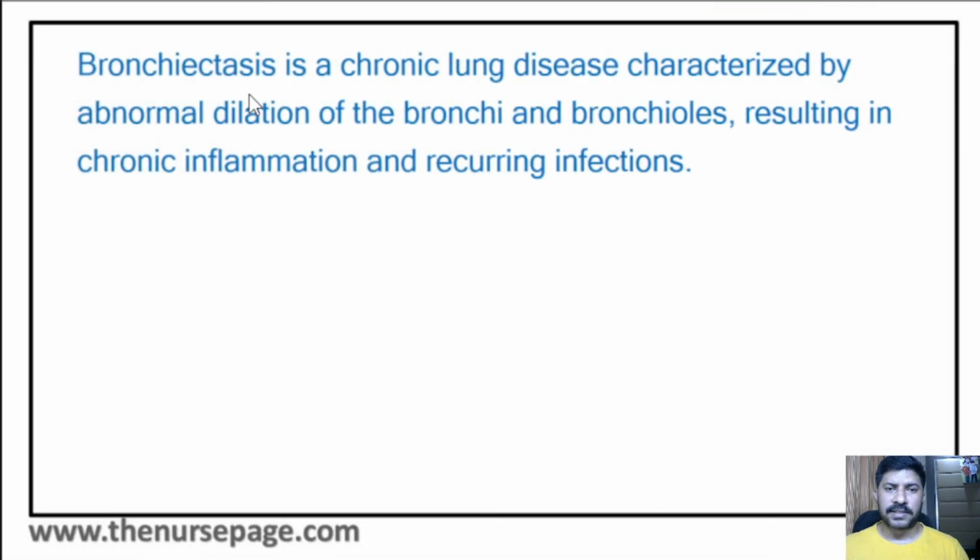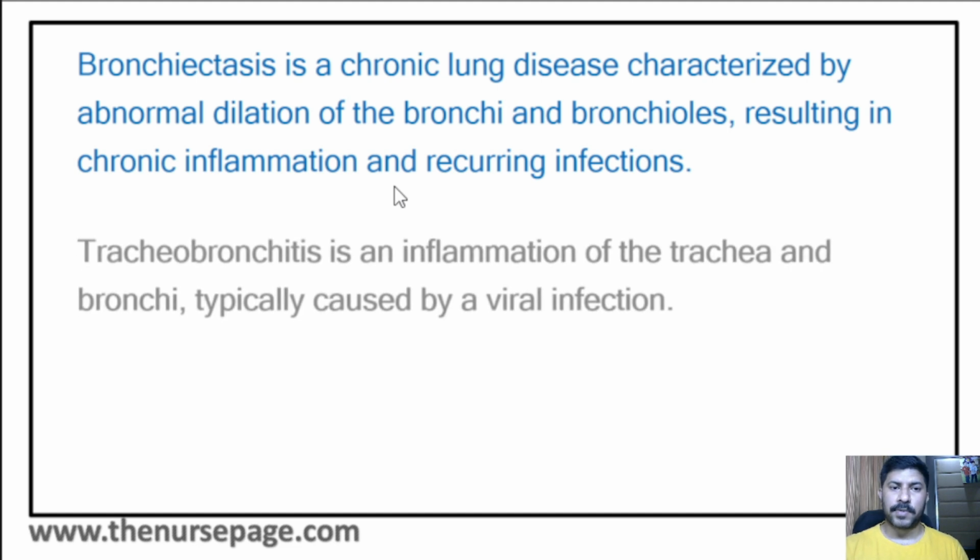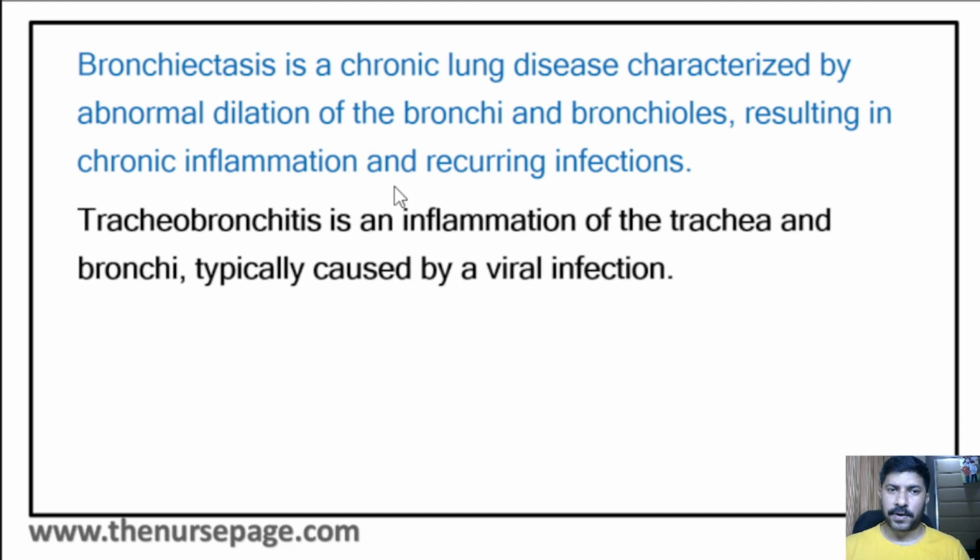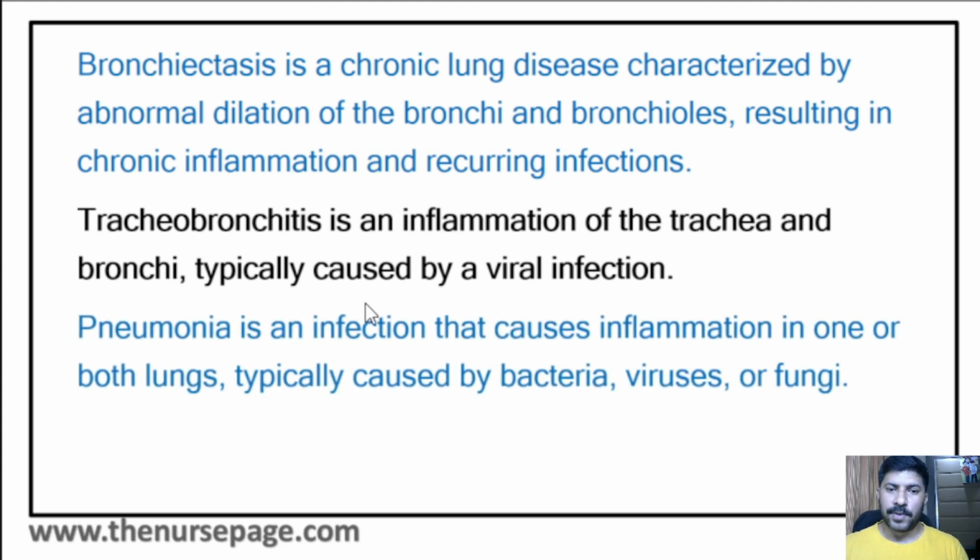At the same time, bronchiectasis is a chronic lung disease characterized by abnormal dilation of the bronchi and bronchioles, resulting in chronic inflammation and recurring infections. Abnormal dilatation, that is in bronchiectasis. Tracheobronchitis is an inflammation of the trachea and bronchi, typically caused by a viral infection. Pneumonia is an infection that causes inflammation in one or both lungs, typically caused by bacteria, viruses, or fungi.